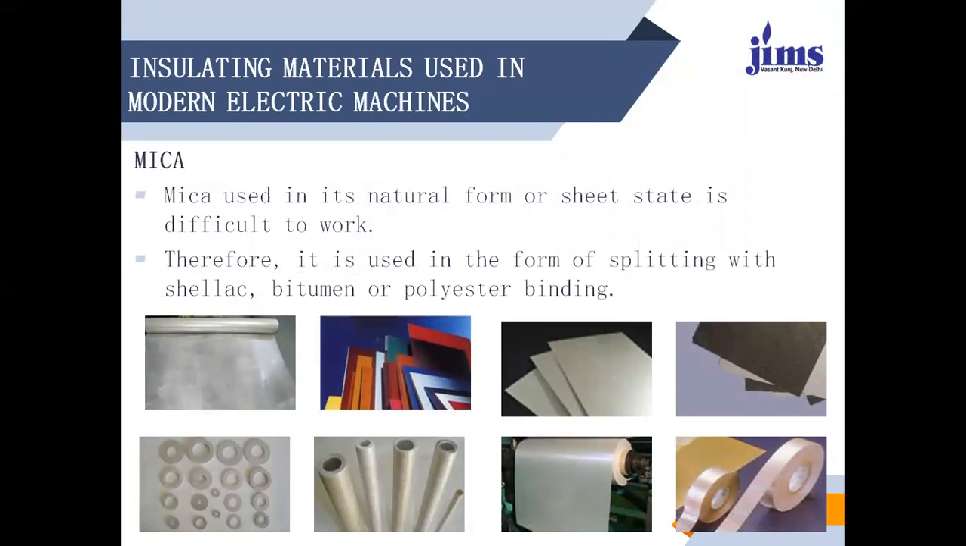The first material which we are opting for will be mica. Mica you have already seen in your daily life. Mica used in its natural form or seed state is difficult to work with. Therefore, it is used in the form of plating with shellac, bitumen, or polyester binding. There are different structures and different shapes available, with different colors.